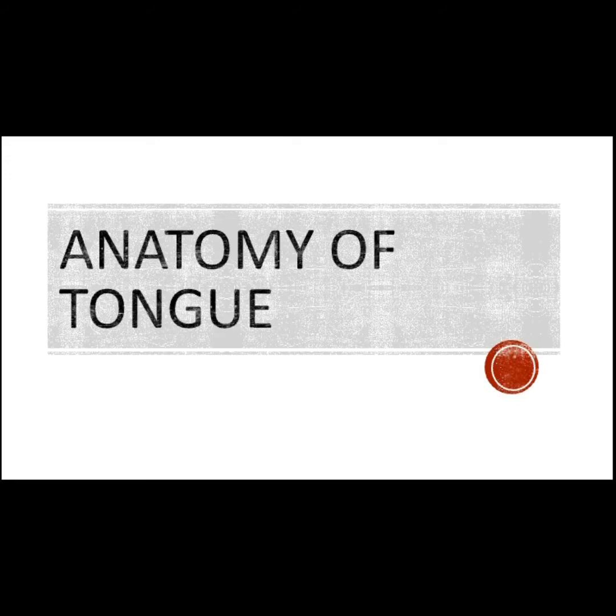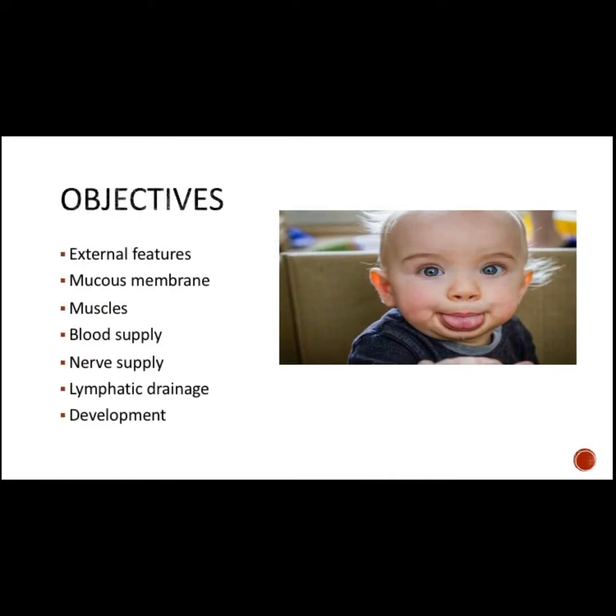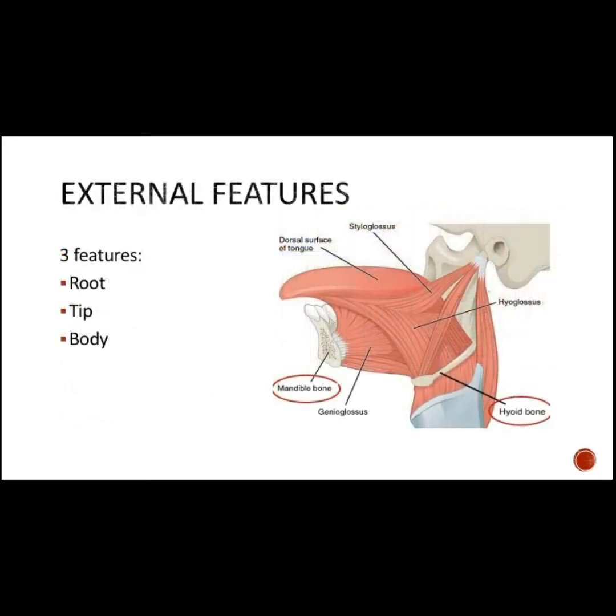In this video, we're going to talk about the anatomy of the tongue. So let's start with its objectives, which are the following: external features, mucous membrane, muscles, blood supply, nerve supply, lymphatic drainage and development. So let's start with its external features.